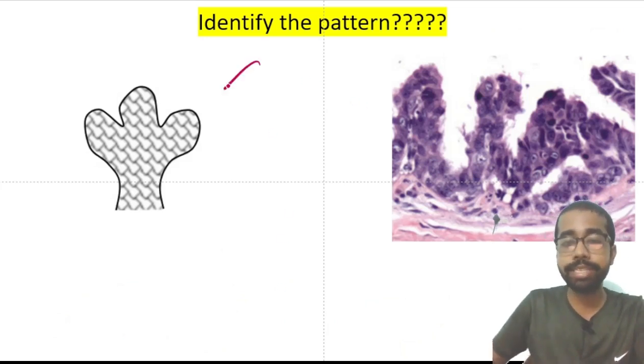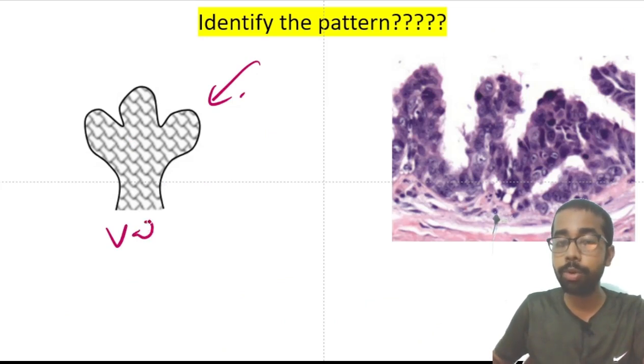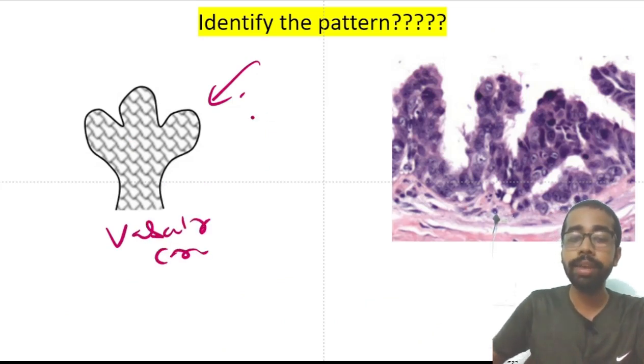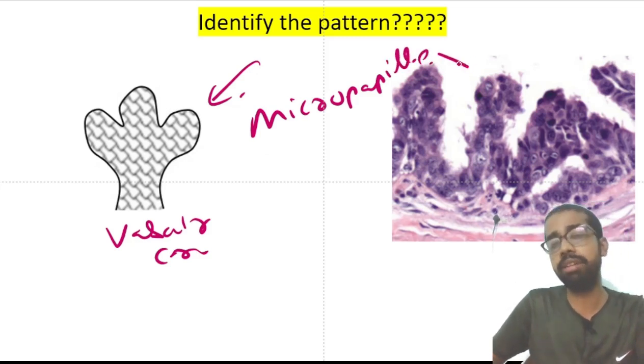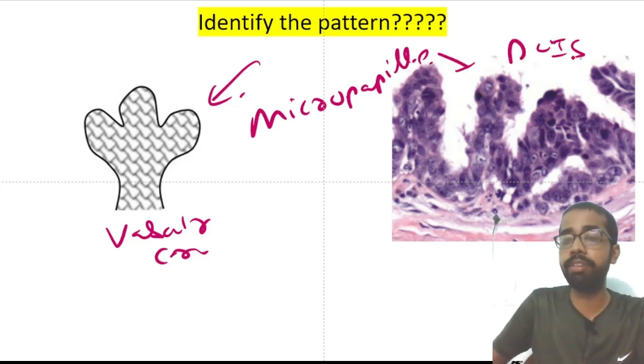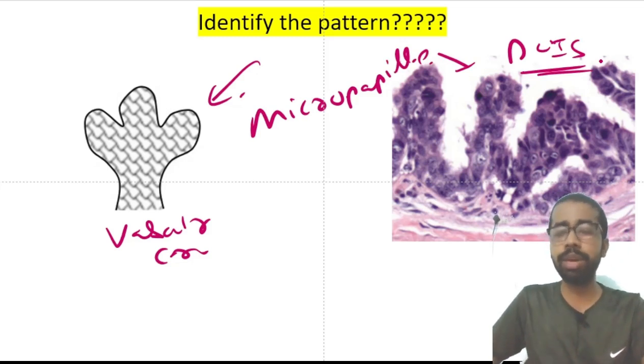What about this pattern? Yes. What is this? It is nothing but a papilla. It's a papilla, but there is no vascular core. Tell me now, what is this pattern? Nothing but a micropapillary carcinoma, right? Micropapillary pattern, right? And that you can get in any, say, this is a DCIS with a micropapillary variant, or you can get micropapillary carcinoma.